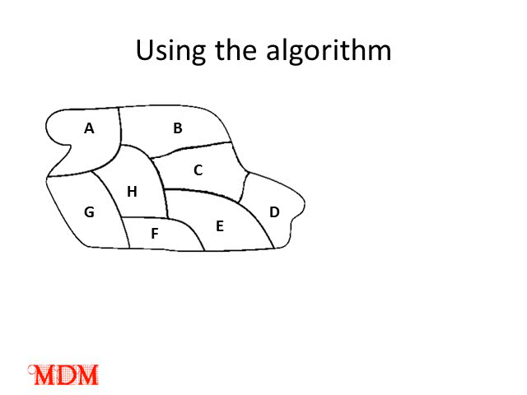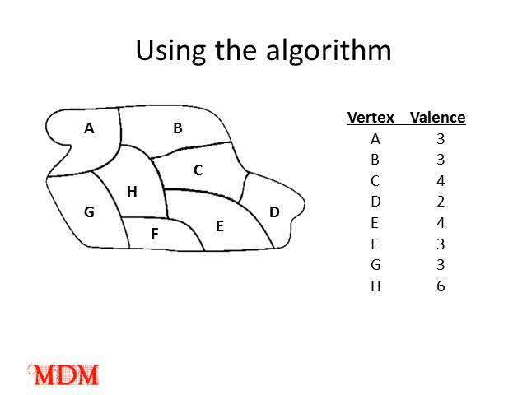Next, in our algorithm, we're to find the valences of the vertices. We know that A has a valence of 3 because A borders on 3 regions, B, H, and G. B also has a valence of 3 because it borders on 3 regions, A, H, and C, and so on. It turns out that H has the highest valence. So we want to sort these vertices in order based on the highest valence to the lowest.